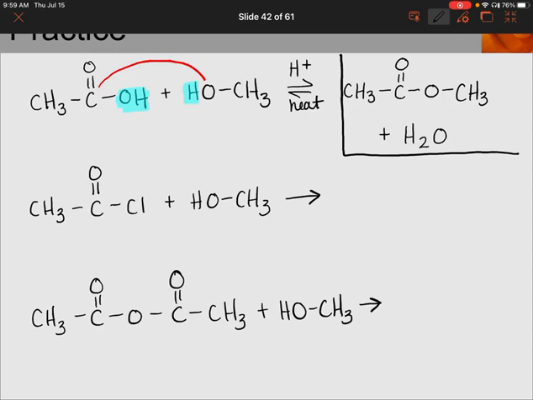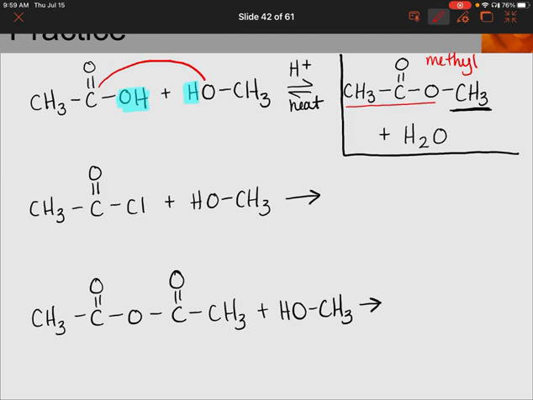Now, what would we name that ester? What's the name of that ester? Remember, we start by naming the group that's bonded to the oxygen. So that's methyl. And then we need to name the other part of the molecule based on how it would have been named when it was the carboxylic acid.